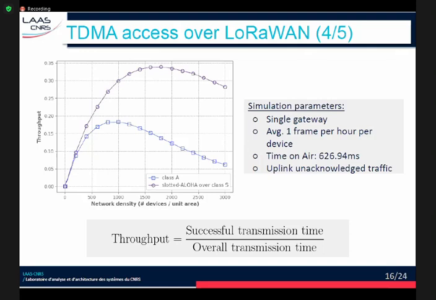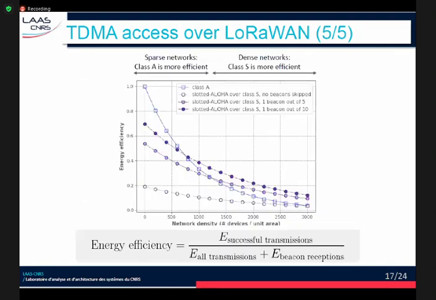Further than that, we also have to analyze energy efficiency, and we go back to the balance between scalability and energy efficiency. Here, energy efficiency is defined as the energy consumed for successful transmission based on the overall energy spent for communication duties. It includes also the overhead due to the signaling protocol.